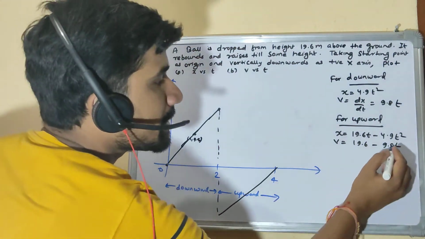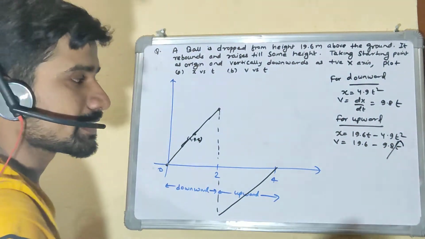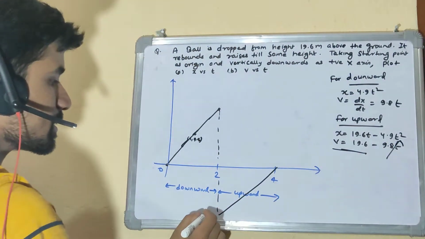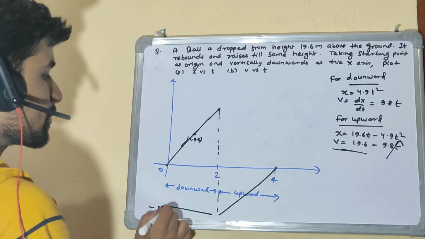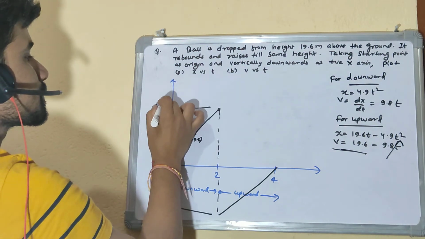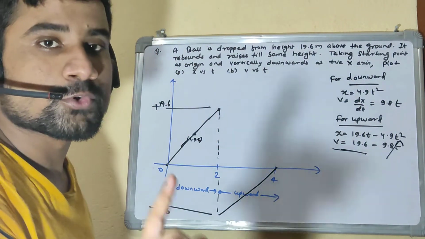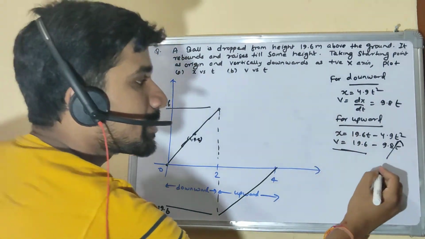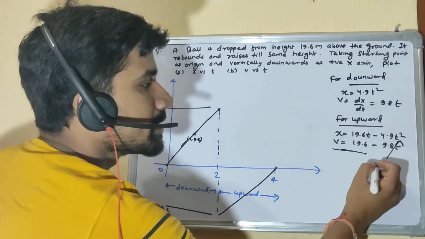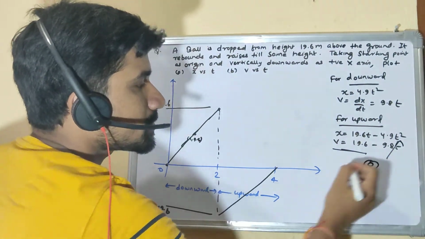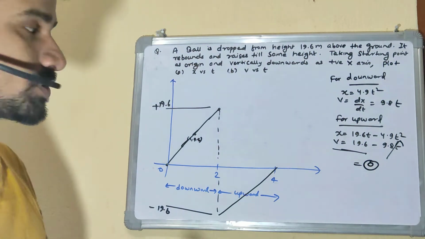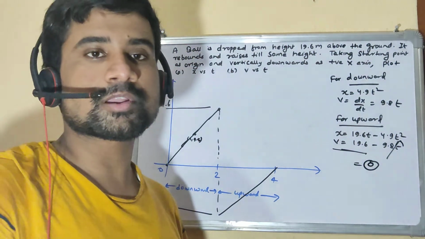Since at t equal to 0, which is the second, the velocity will be 19.6, which is again here minus 19.6, and this is plus 19.6. And at time equal to 4 seconds, which is the time equal to 2 seconds for upward motion, this becomes 0, and hence this comes back to 0. So this is the velocity time curve for this particular problem, right?